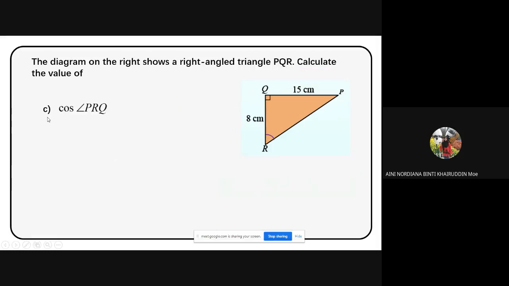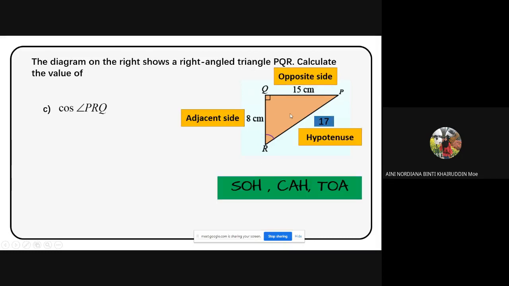Okay, question C. Cos angle PRQ. Still the same angle R. So cos is CAH, adjacent over hypotenuse. So adjacent 8, hypotenuse 17. So the answer is 8 over 17.